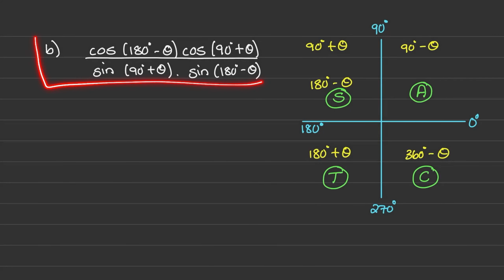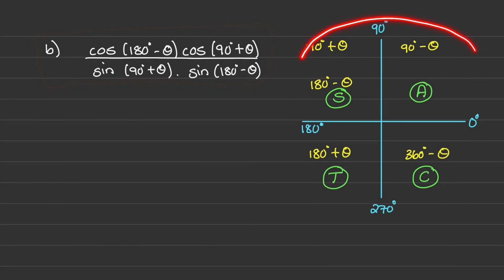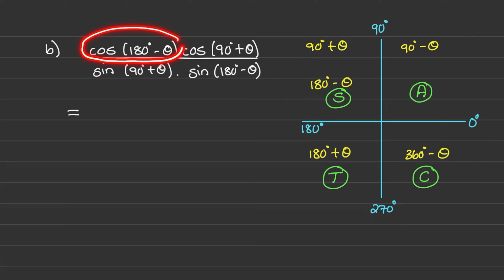For our second example, we would use the same Cartesian plane as before to help us simplify this fraction. So let's start with cos 180 degrees minus theta. That is in the second quadrant, and cosine is negative in the second quadrant. So it will reduce to negative cos theta.